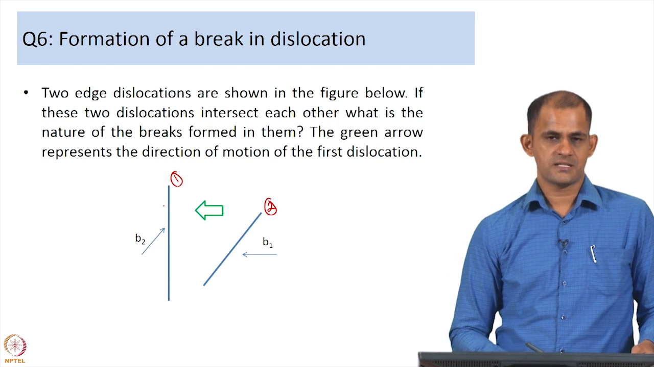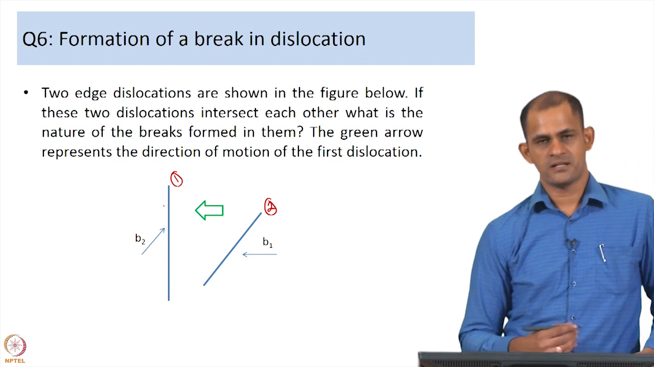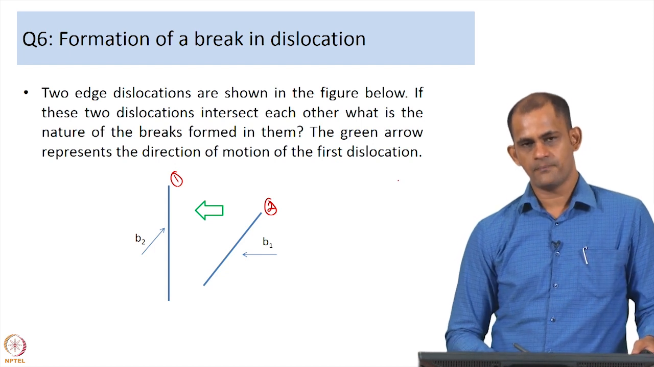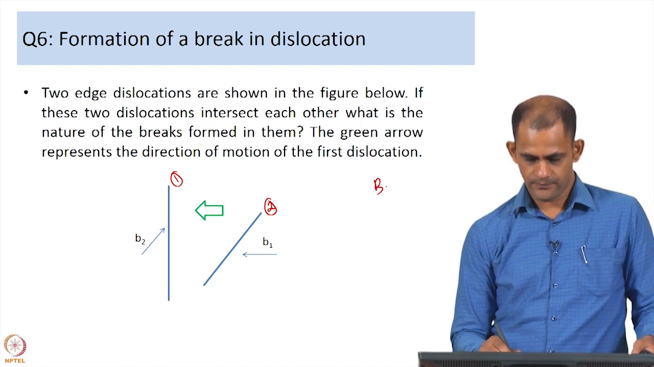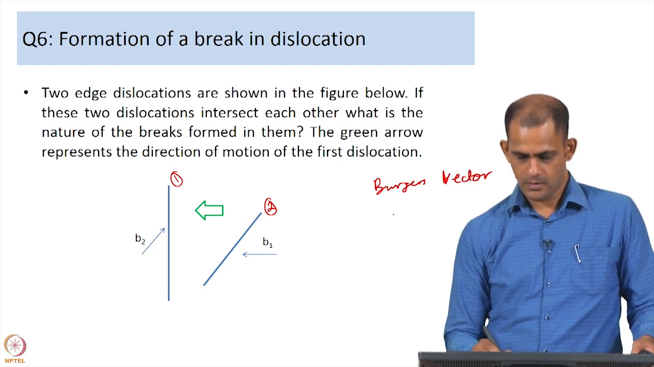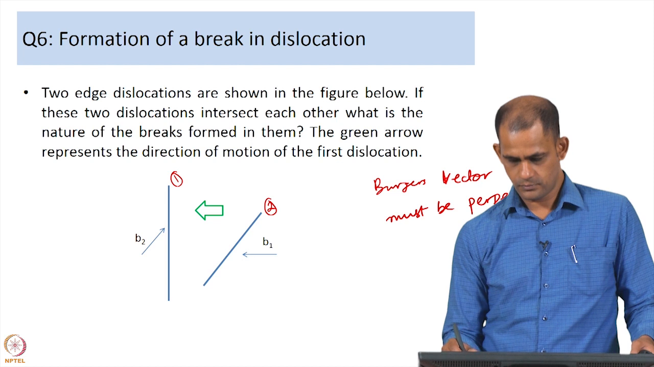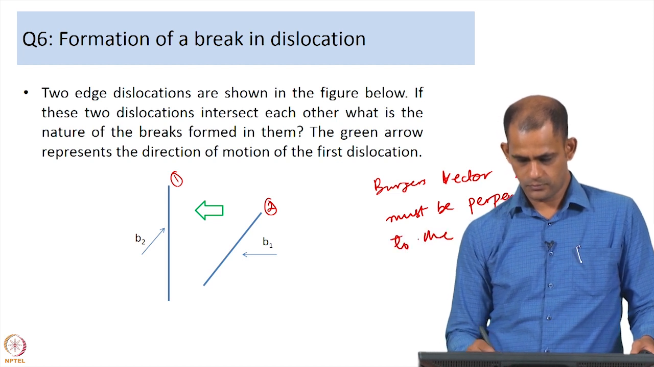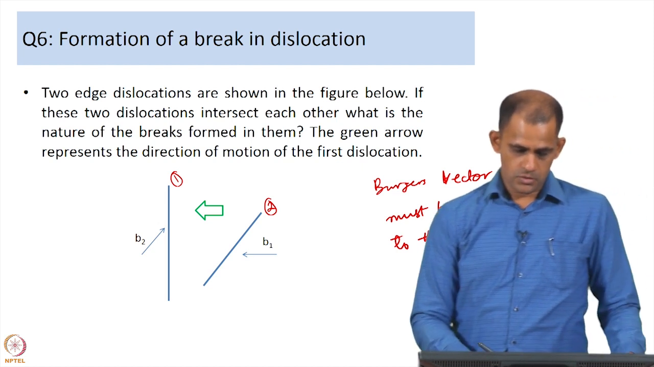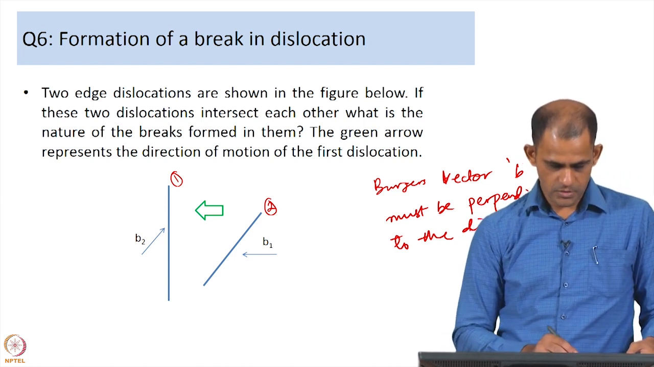So, what is interesting is that both dislocations will not develop breaks; only one dislocation will develop a break, and the dislocation that will develop a break is dislocation 1. That is because for a break to form, it is important that the Burgers vector B must be perpendicular to the dislocation.